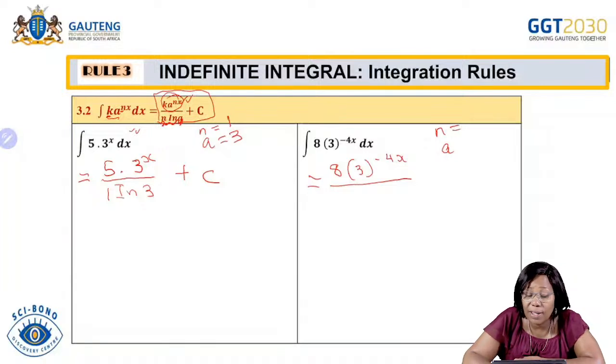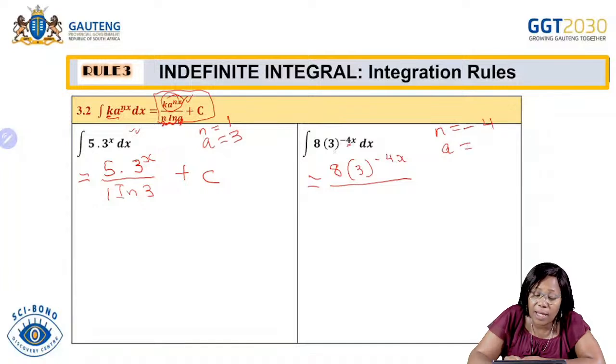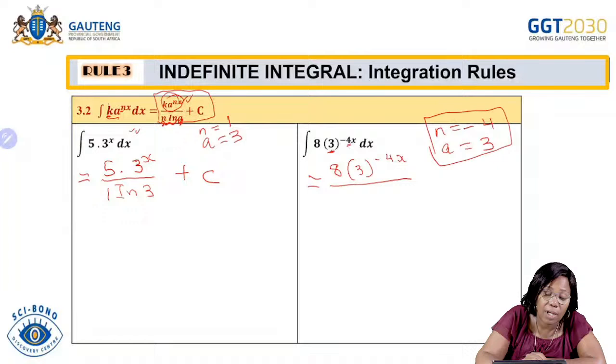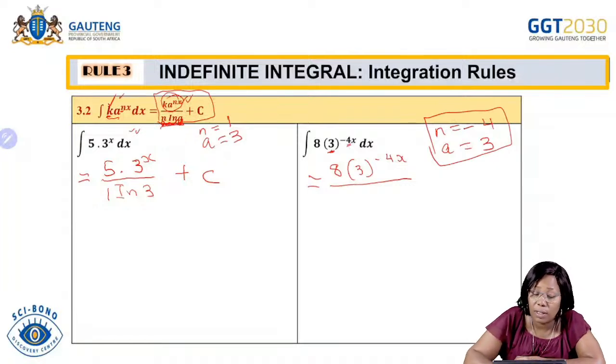What is the value of n? N is the coefficient of x, which is minus 4 here. And a is the base of the exponent, which is 3. You can't bring in the 8. When identifying n and a, 8 is not part of that. That k value is not part of the denominator. So for this one, the denominator will be n ln a. What is n? Minus 4. And then we have the ln of 3. And remember your plus c. So that is your answer, grade 12.